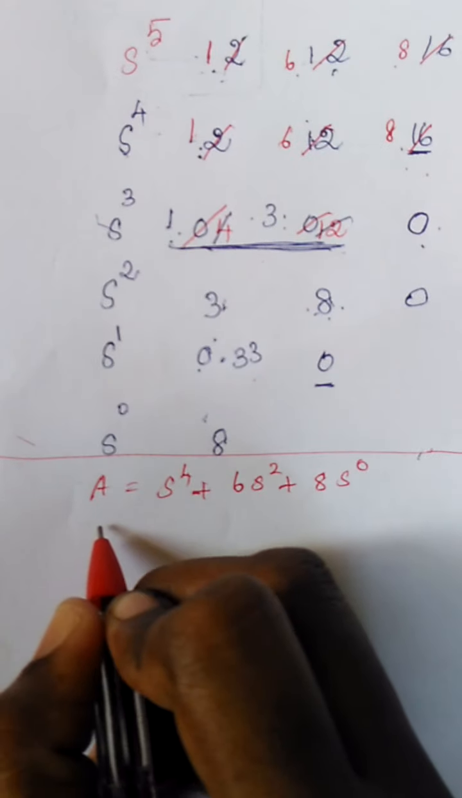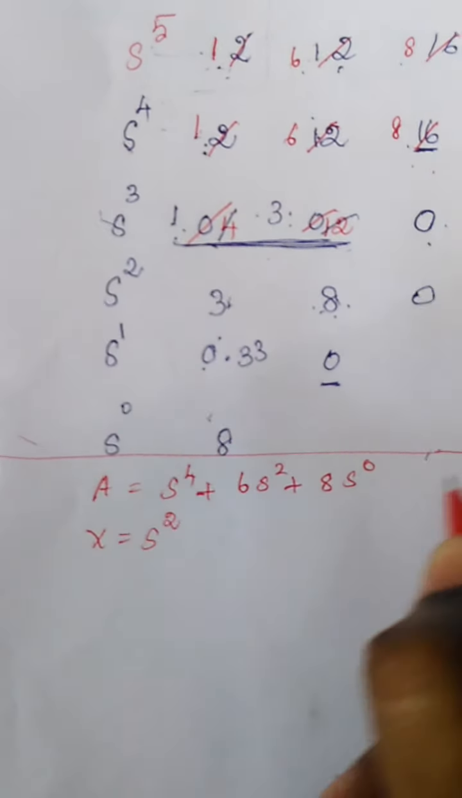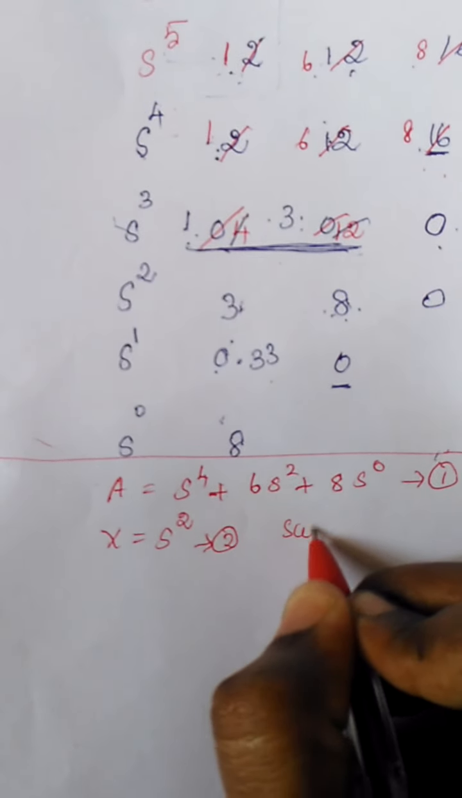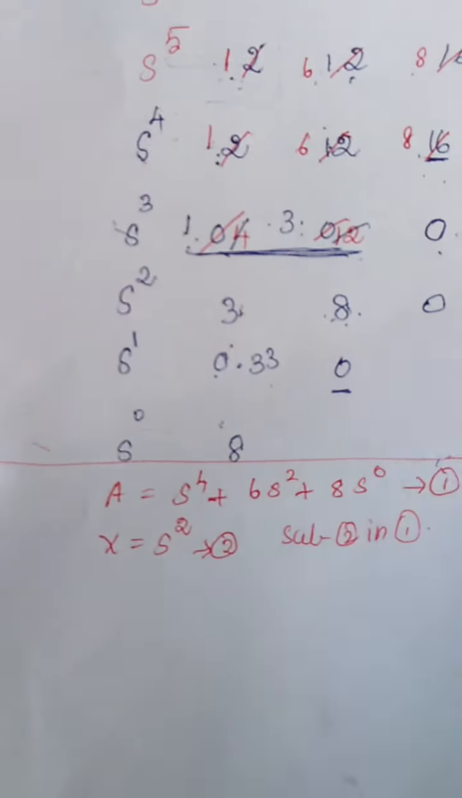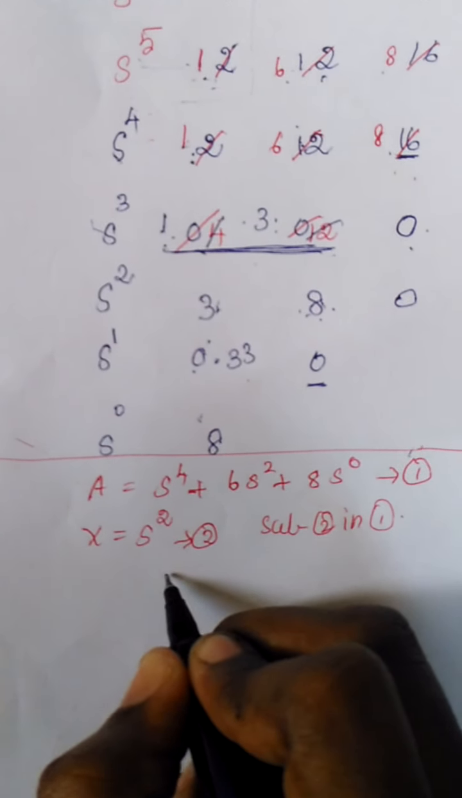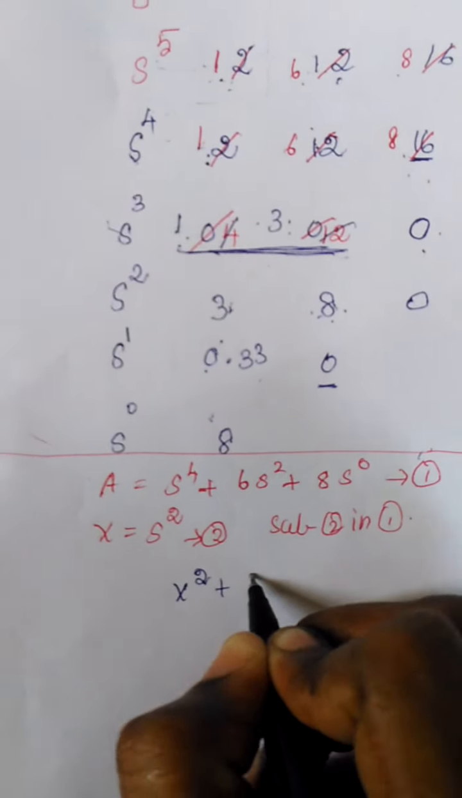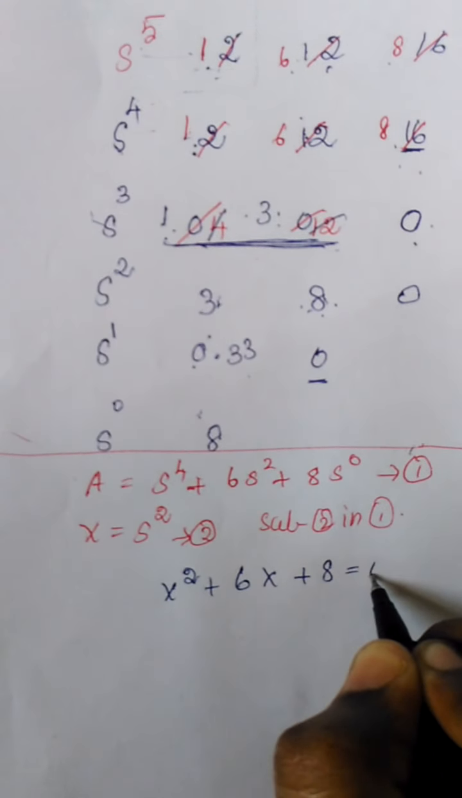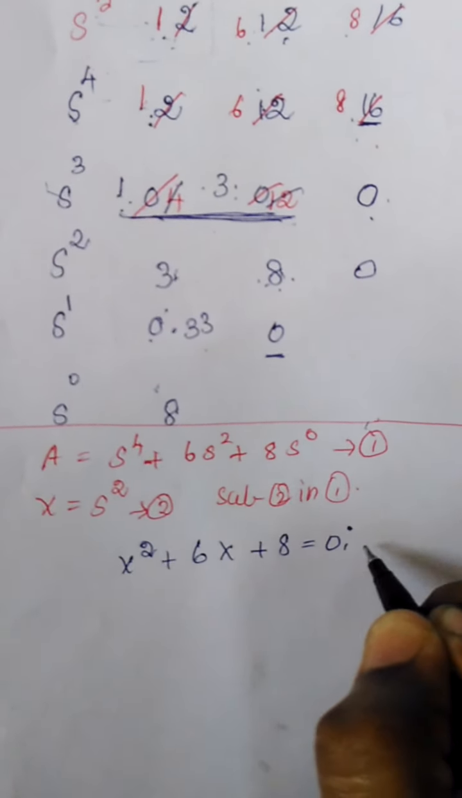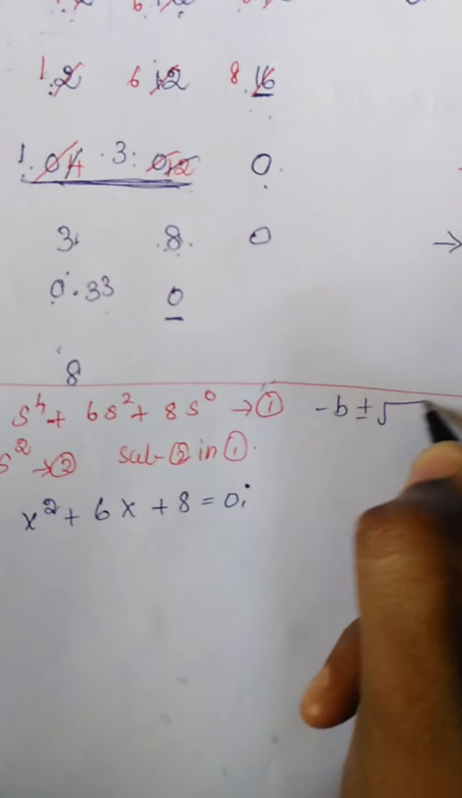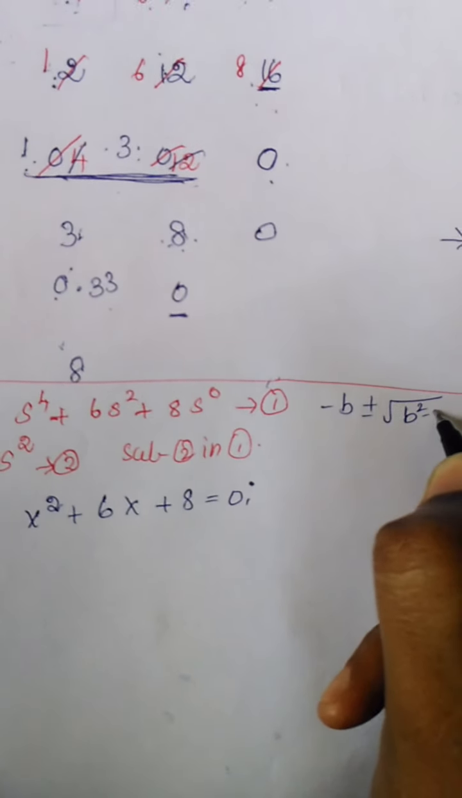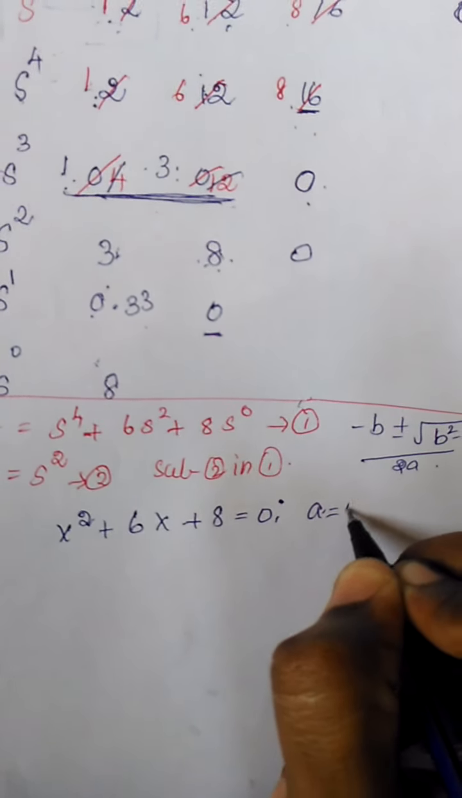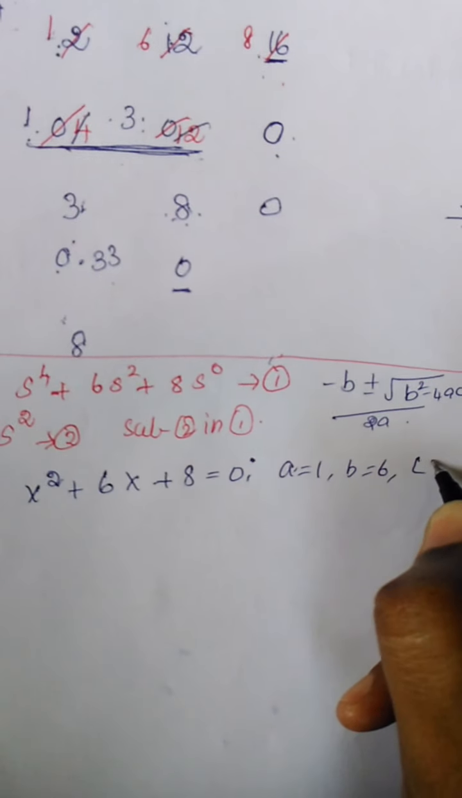So for the purpose I am taking x equal to s squared. Consider this as equation number 1. We substitute 2 in 1, and you get x squared plus 6x plus 8, which is equal to 0. So you know how to find the roots. You know the formula: minus b plus or minus root of b square minus 4ac by 2a. Then from this, what's the a value? 1, b value is 6, then c value is 8.